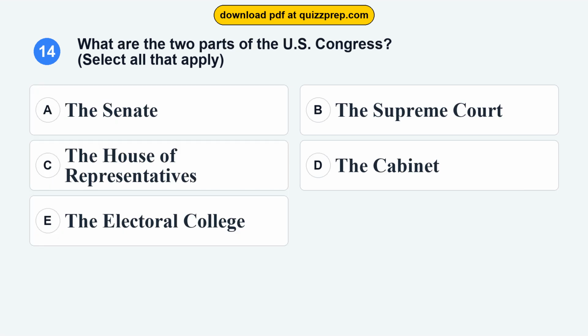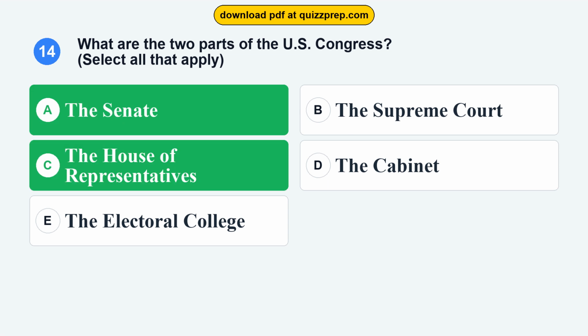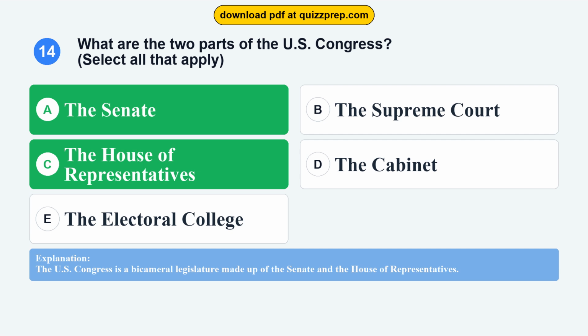Question 14. What are the two parts of the U.S. Congress? Option A. The Senate. Option B. The Supreme Court. Option C. The House of Representatives. Option D. The Cabinet. Option E. The Electoral College. The correct answers are options A and C. The Senate, the House of Representatives. The U.S. Congress is a bicameral legislature made up of the Senate and the House of Representatives.